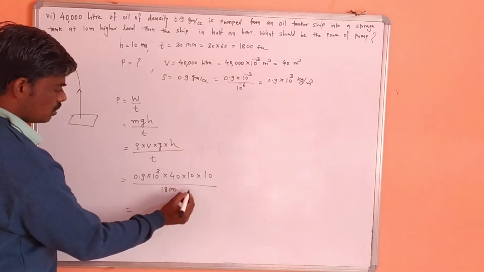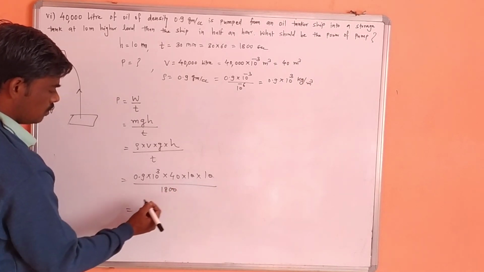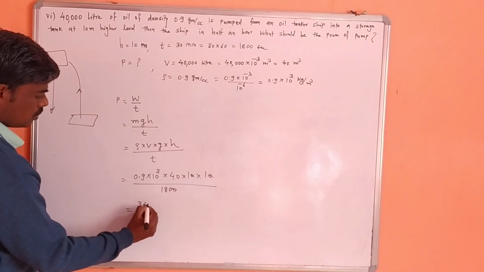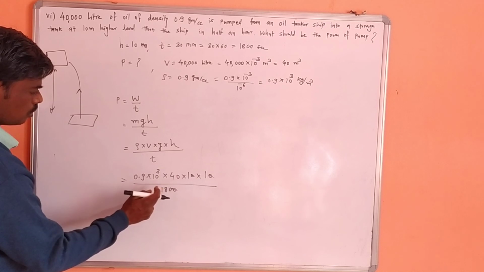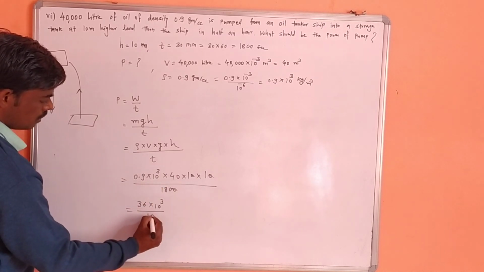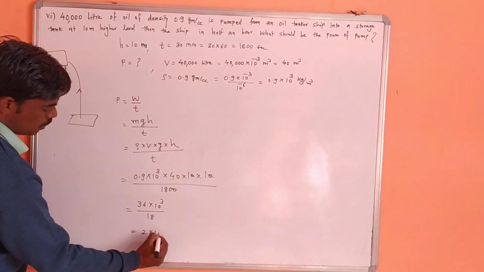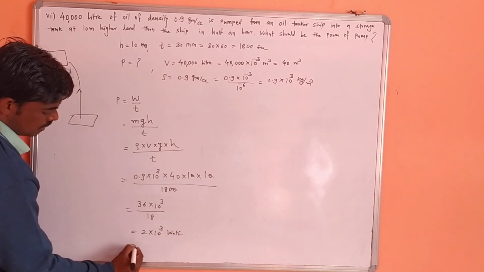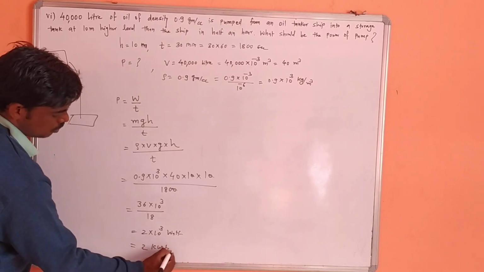So we can solve this, these 2 zeros cancel, then 360, 36 into 10 raised to power 3 divided by 18, 2 into 10 raised to power 3 watt, or we can say 2 kilowatt. This is your final answer.